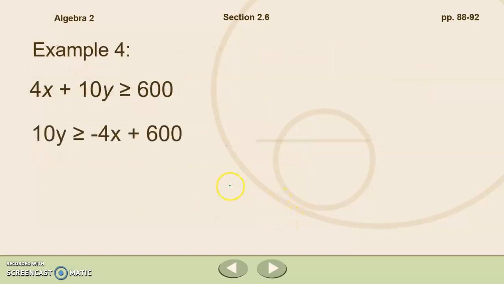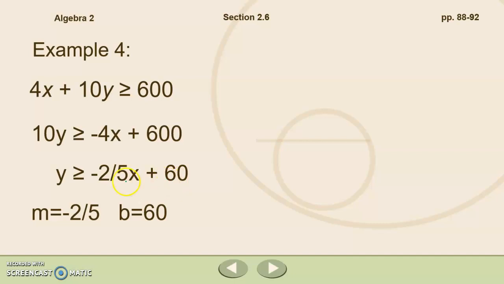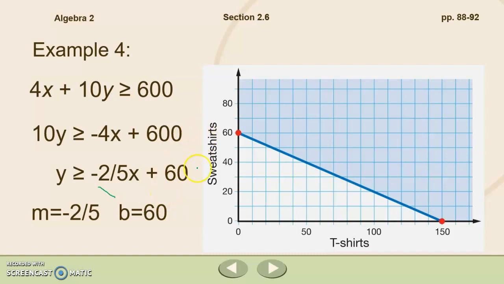We're going to put that in y equals mx plus b, which gives us this equation. Our slope is negative 2/5, and our y-intercept is 60, way up at the top of the y-axis. When we put that into a graph, here's what we get. We're in quadrant 1 only. Because it's a real-world problem, we're not concerned with negatives. We want to make money, not lose money, so we stay in quadrant 1. Our y-intercept is 60, and then our slope is down 2 and over 5.